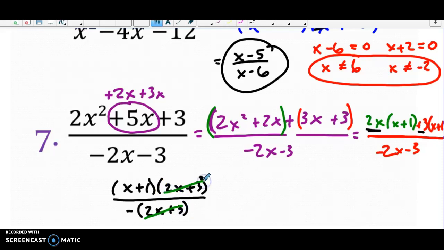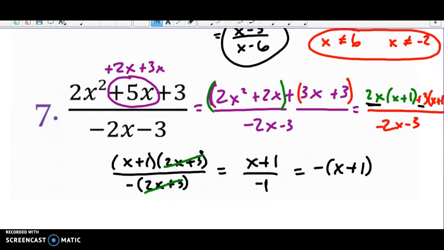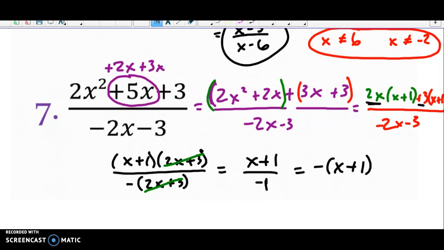So now I have this common factor that will cancel, and all I'm left with is x plus 1 on the top and divided by a negative 1 on the bottom. So I could rewrite it this way if I like. And now we need to look at what values to exclude. So as I look at my denominator, negative 2x minus 3, I need to set it equal to 0, so I'll start by adding 3. That gives me -2.